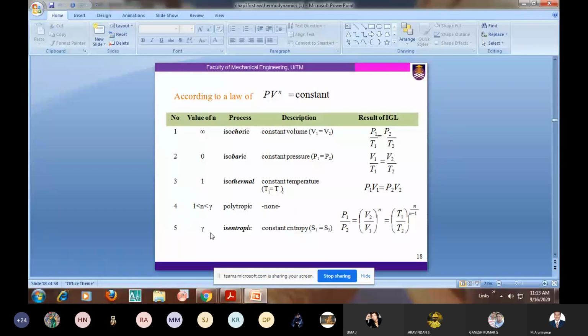So if n is given, we can directly take this for the polytropic process. If gamma is given, we just apply gamma, right? So for the isentropic process, the equation will be P1 by P2 equal to V2 by V1 power gamma, right? So for temperature, T1 by T2 power gamma by gamma minus 1. So this is for our thermodynamic processes.